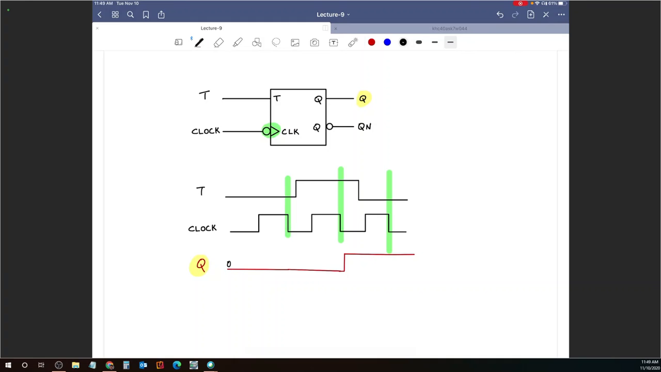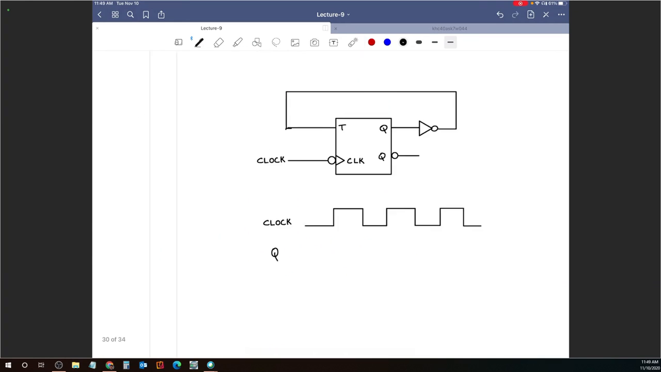We have assumed here that our rise time is 0 and fall time is 0. We have ignored the setup and hold times as well. So assuming that none of those are playing a role, we are simply tracking the functionality of the T flip-flop. Let's do another example here.